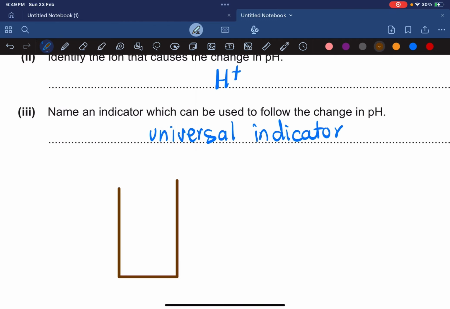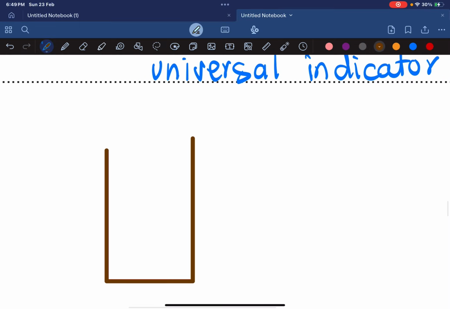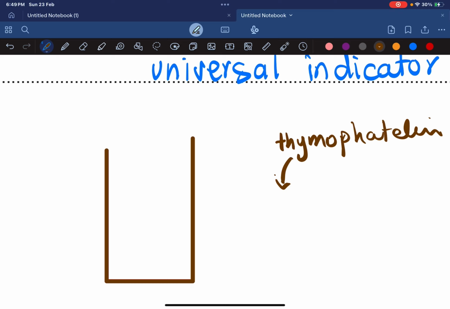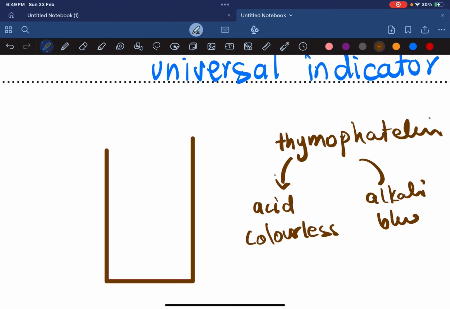This is my container, and in it I am using thymolphthalein. Now thymolphthalein is basically, in acid it's going to be colorless, and in alkali it's going to be blue. So thymolphthalein only tells me the color in acid and alkali.